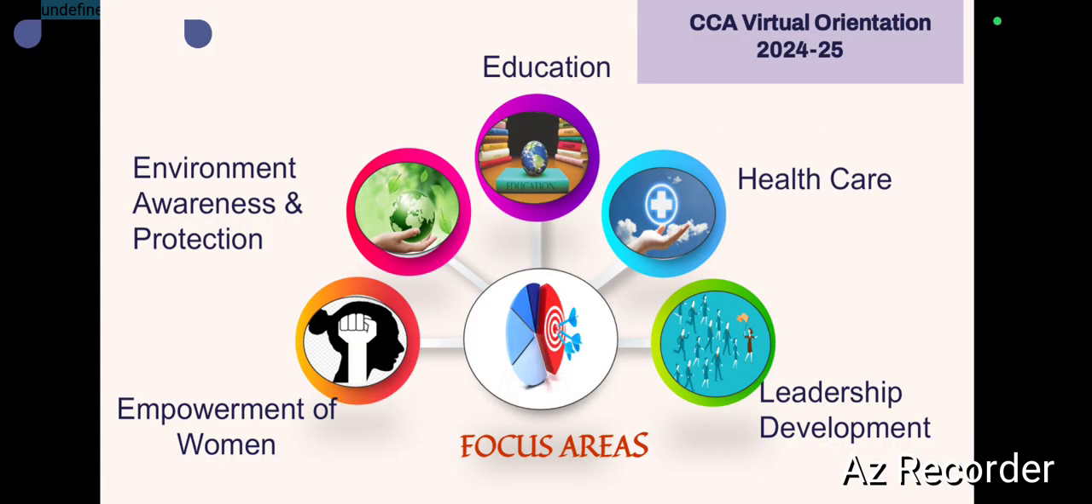And the focus areas, the prime areas under which all the activities are planned and executed through Rotary Club or the outreach committee, include empowerment of women, environment awareness and protection, education, healthcare, and leadership development. So these are the 5 focus areas on which the Sahara committee plans and executes various activities.